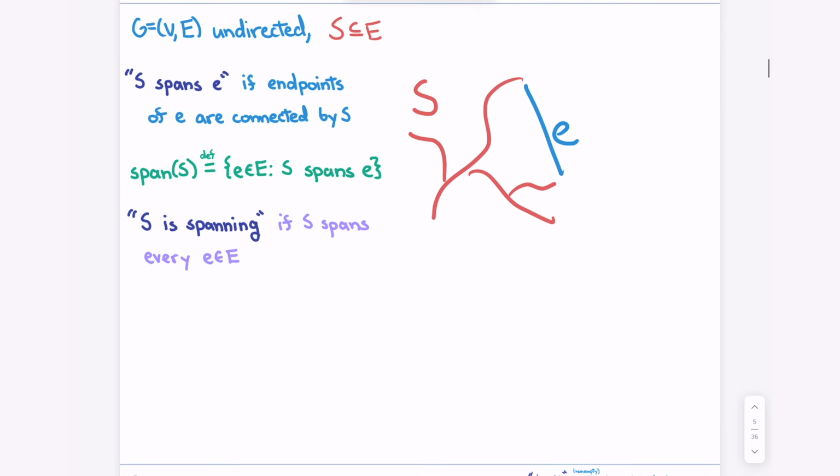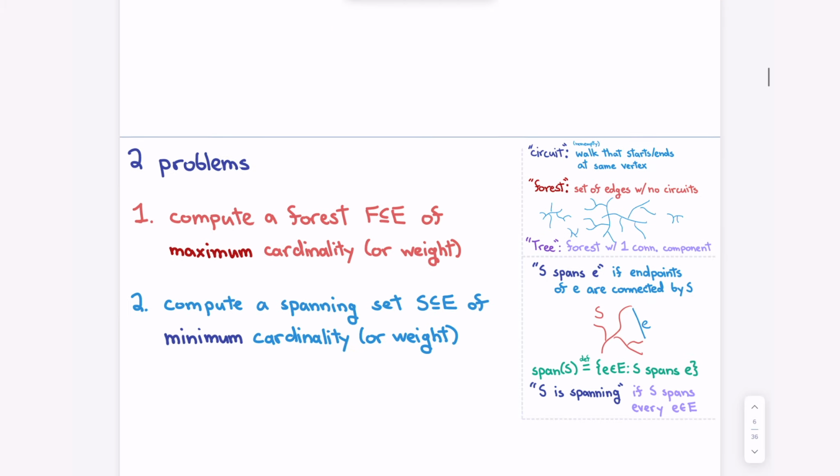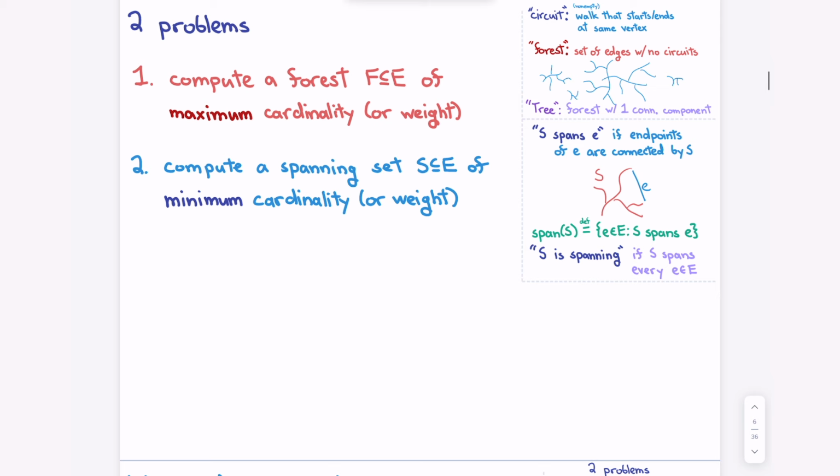And a big word in this lecture is spanning. Spanning means you connect the endpoints of an edge. So a set of edges S spans another edge E if the endpoints of E are connected by S. It's actually not so different than spanning in linear algebra.